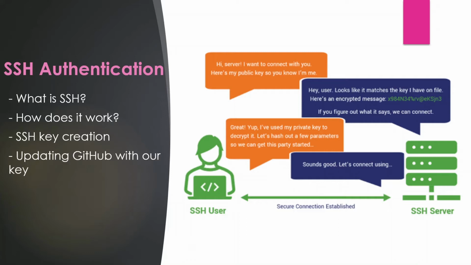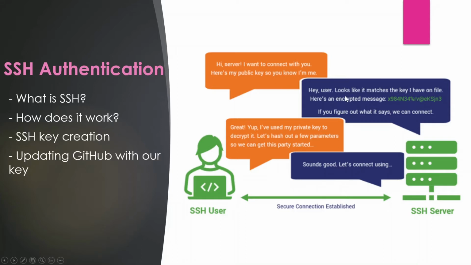The SSH client then decrypts the challenge message in response to the SSH server. So you can see on this right side that there are two entities over here. One is the SSH user, which is like us, and the other is the SSH server. So the communication goes this way. First message would be, hi server, I want to connect with you. Here's my public key and you know I'm me. So we create two keys, public key and private key.